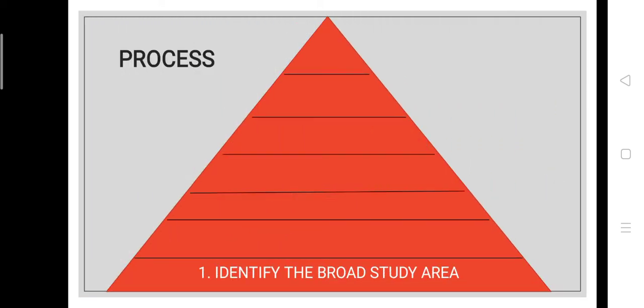The first process is identify the broad study area. Here we should identify the field in which we would like to work a long time with the purpose of the research. The second process is dissect the broad study areas into sub areas. In this stage, you need to dissect and specify your research broad study area into some sub areas.